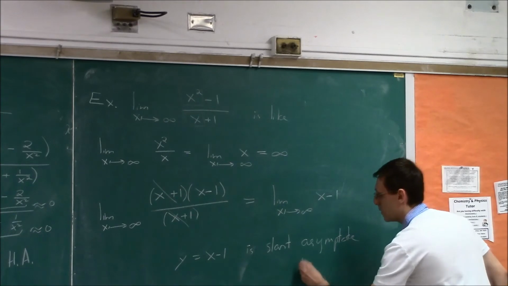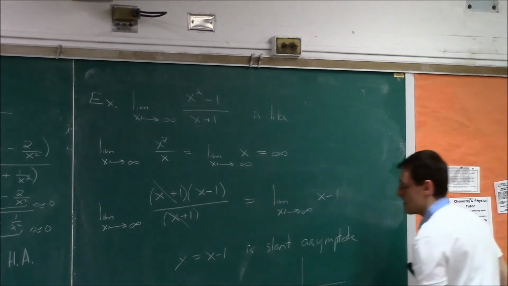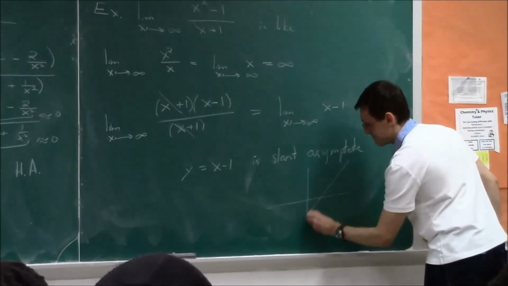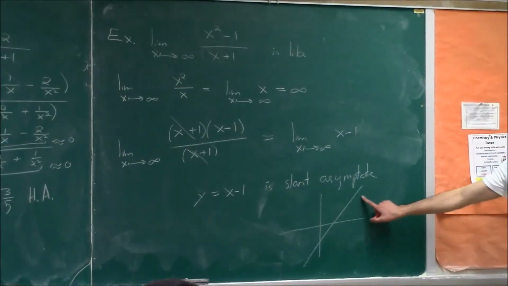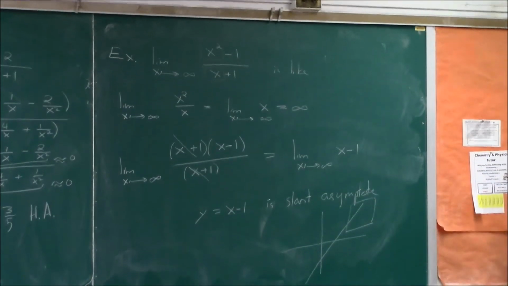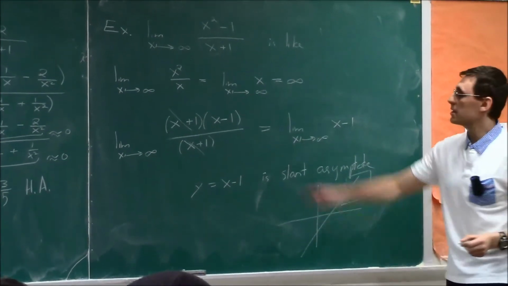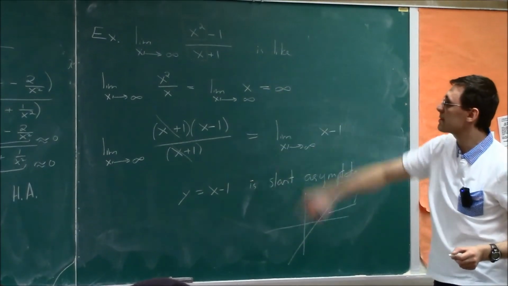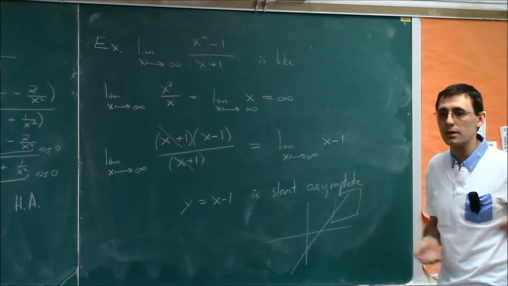In other words, if I were to draw it, the graph near infinity looks like this line. Actually, it's exactly like this line at infinity. There is no distinction, right? No, this x plus 1 canceled perfectly. Okay?